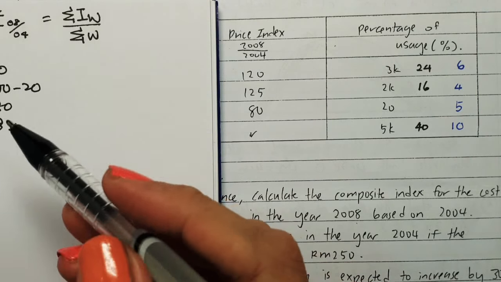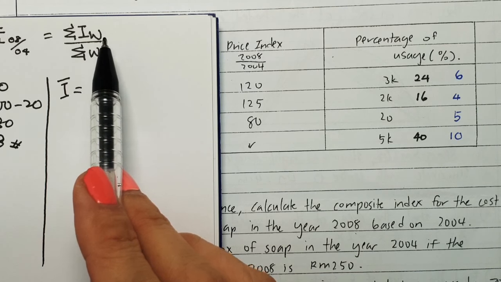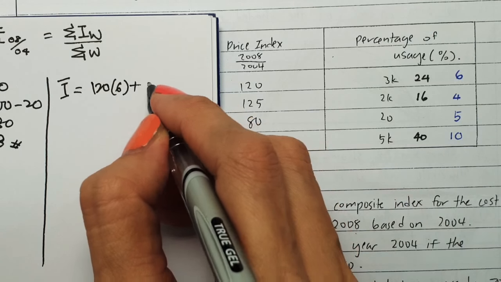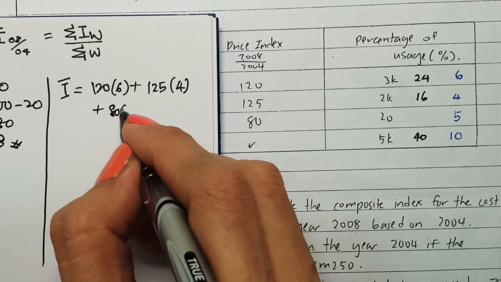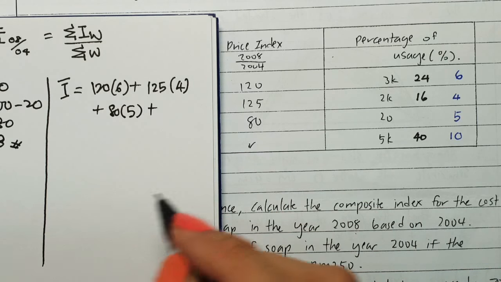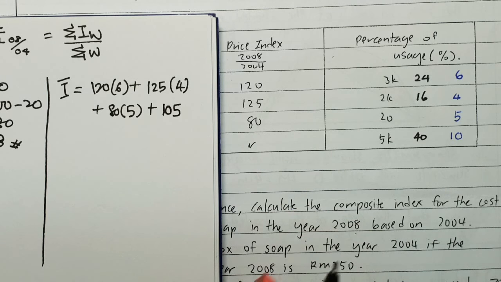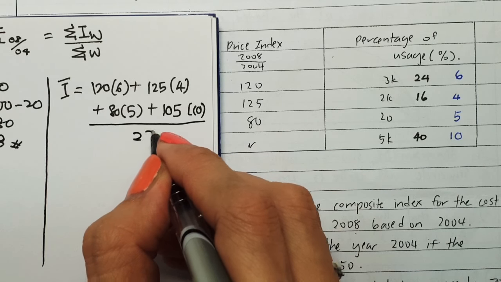Okay, so to find the composite price index, it will be 120 times 6. This formula shows the total sum of I times its weightage. So 120 times 6 plus 125 times 4 plus 80 times 5 plus R, which we just found now, is 105 times 10. And then the total divided by 25.